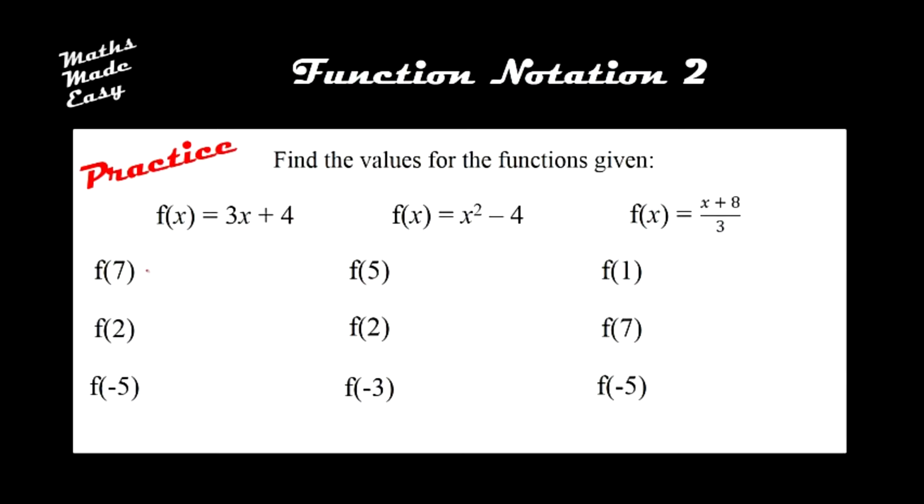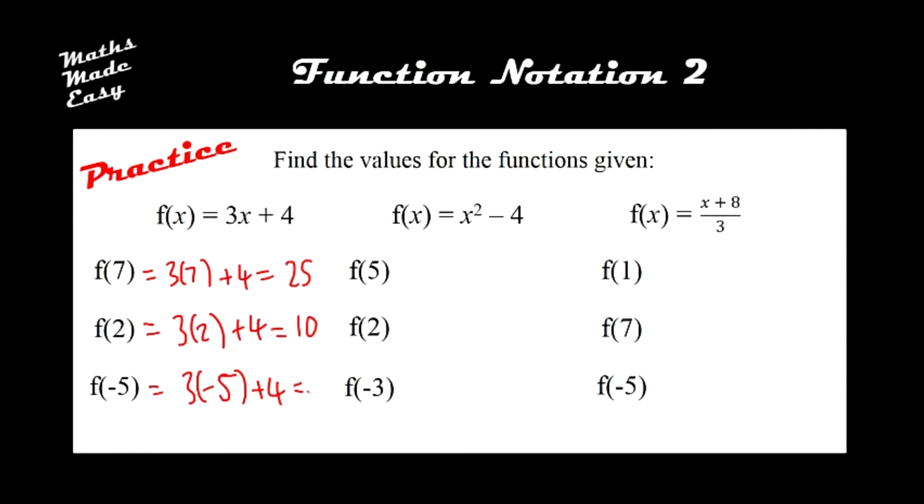So for this first one you have f of 7, means do 3 lots of 7, add 4, and that comes out as 21 add 4, which is 25. F of 2, 3 lots of 2, add 4, which is 6 add 4, which is 10. F of negative 5 is 3 lots of negative 5, which would be negative 15. When you add 4 to that, you get negative 11.